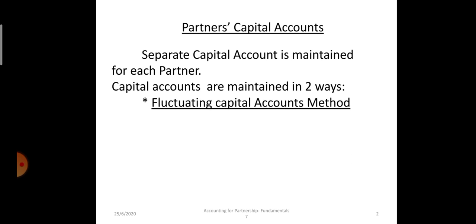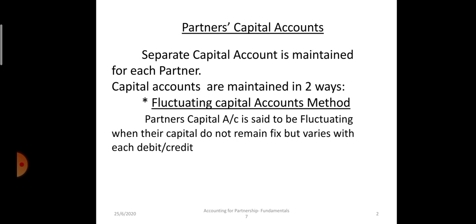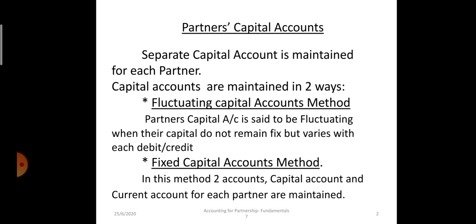First, fluctuating capital account method. From the name itself it is clear that with each debit and credit the partner's capital may increase or decrease. A partner's capital account is said to be fluctuating when the capital does not remain fixed but varies with each debit and credit. Fixed capital account: two accounts are maintained. One capital account will remain fixed unless capital is introduced or capital is withdrawn. All the other transactions like salary, commission, share of profit, drawing against profit, interest on drawing will be recorded in the second account, known as partner's current account.